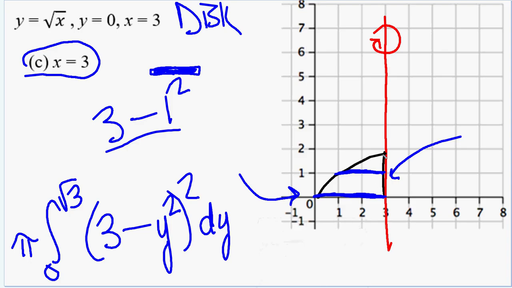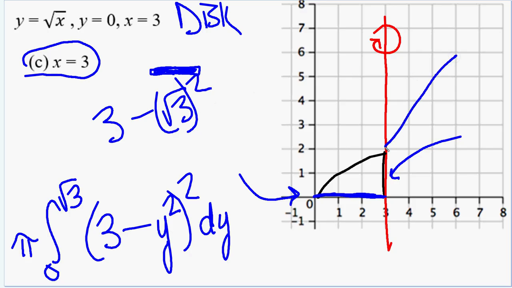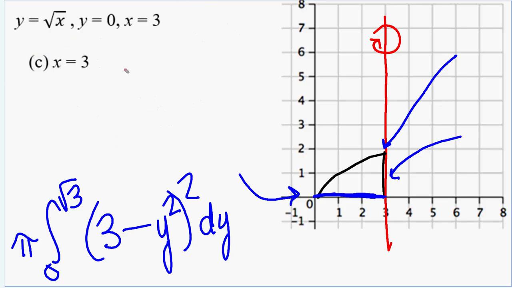And then our other extreme, our point right here, is root 3. So if I make y into root 3, I'm going to have 3 minus the root of 3 squared. And that's going to be 3 minus 3, or 0. When I get to this point right here, I have 0 length of my rectangle remaining. So there's our setup.